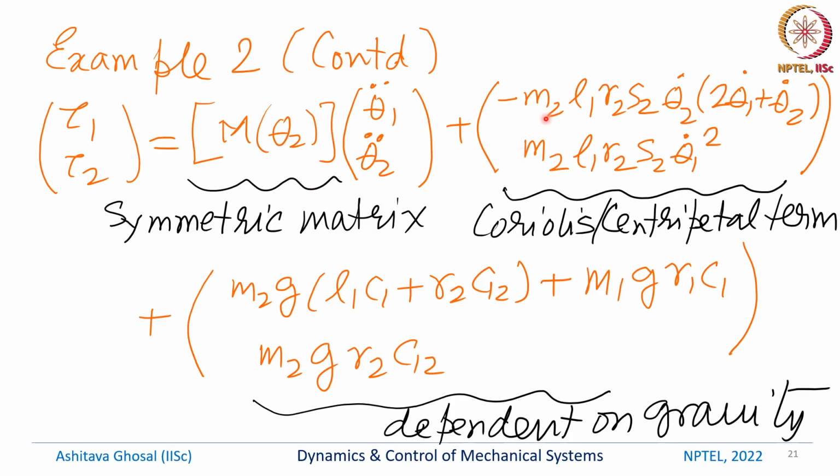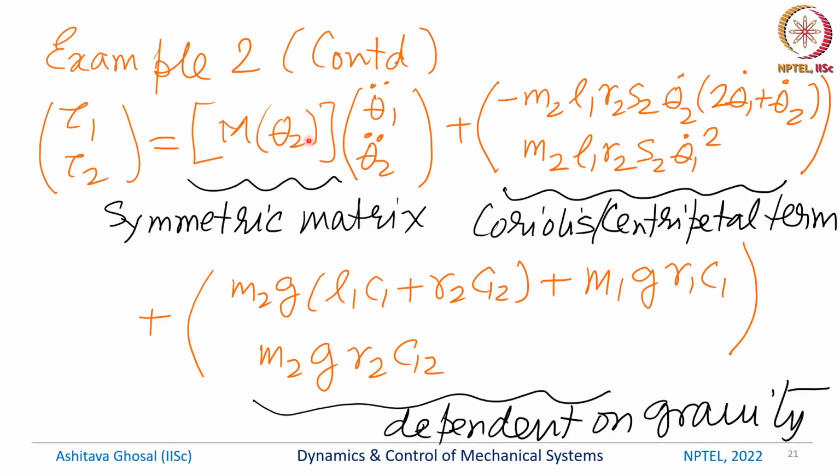And then we have this vector which is minus M2 L1 R2 S2 theta 2 dot into (2 theta 1 dot plus theta 2 dot), and the second component is M2 L1 R2 S2 theta 1 dot squared. Okay, and similarly we have a gravity term which is M2 G (L1 C1 plus R2 C12) plus M1 G R1 C1, and for the second equation it is M2 G R2 C12.